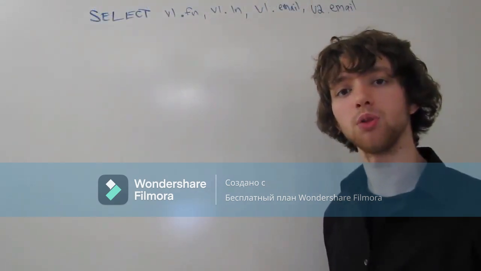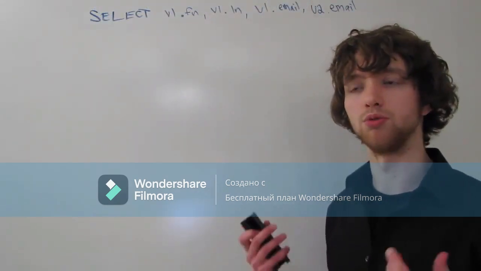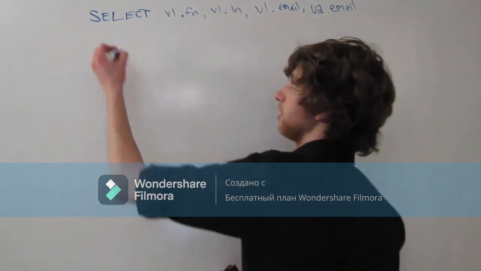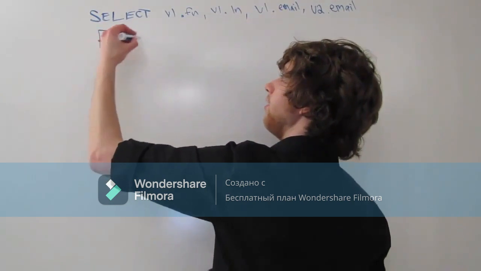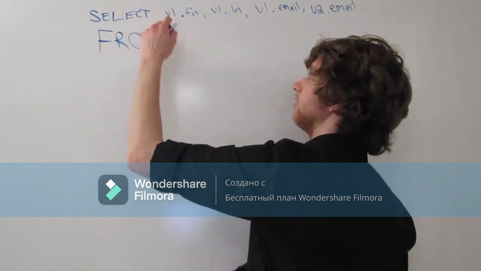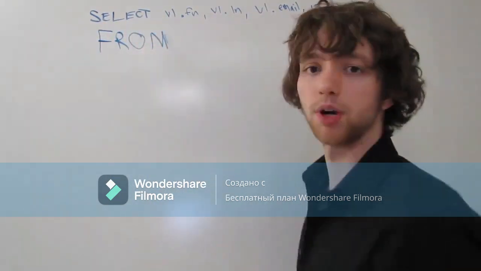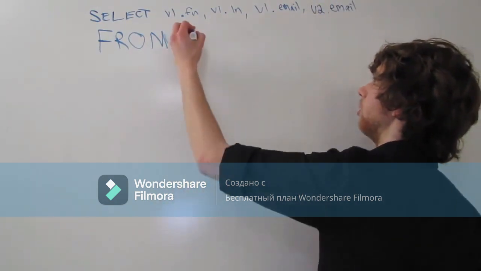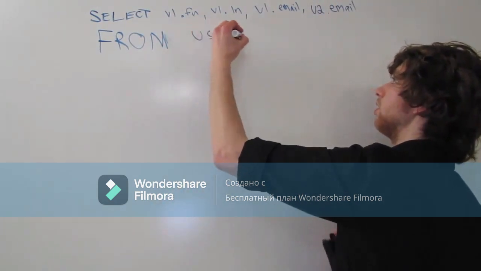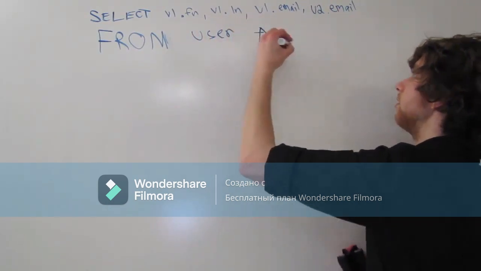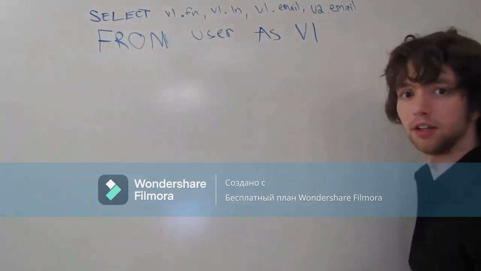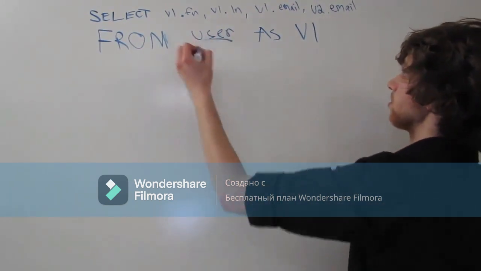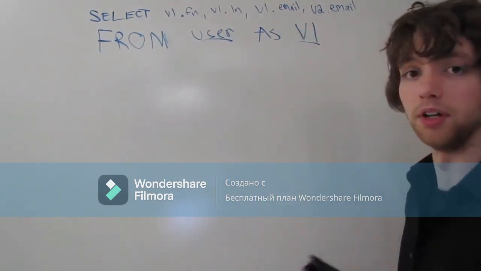Now that we know what columns and what tables we want to take the data from, we still have to put the from statement and say something like from, and then put the table we are taking this data from. This is where we are going to define our alias. So we could say from user as V1. That is going to basically tell the database that the user table is known as V1.